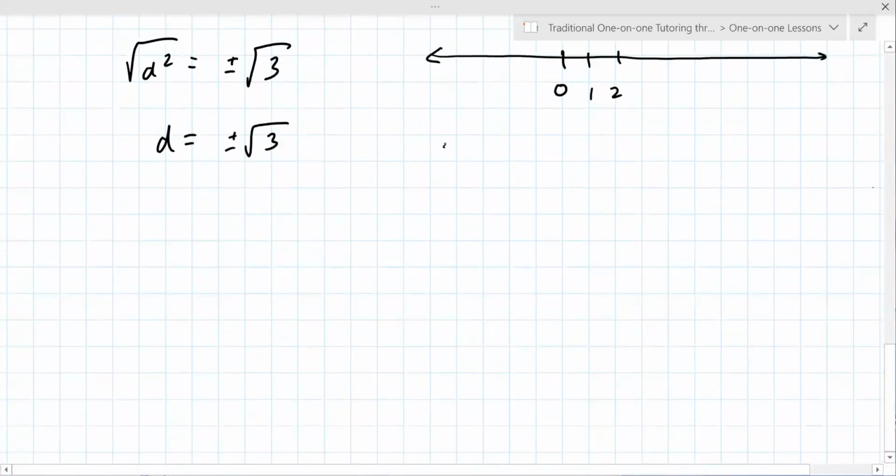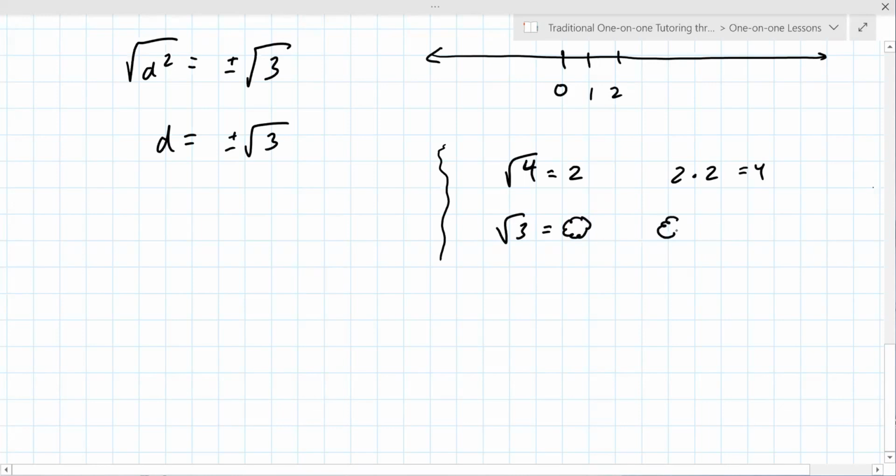So the square root of 4 is 2. We know that for sure. 2 times 2 equals 4. The square root of 3 is something. I don't know what it is here, but whatever goes here, if you take it and multiply by itself, you get 3. And here's what you're used to. You're used to these nice numbers. There are many more numbers that are not nice than the ones that are nice.